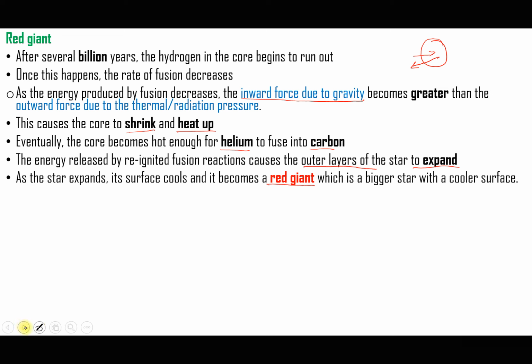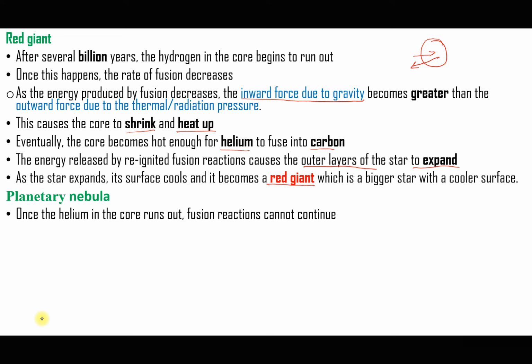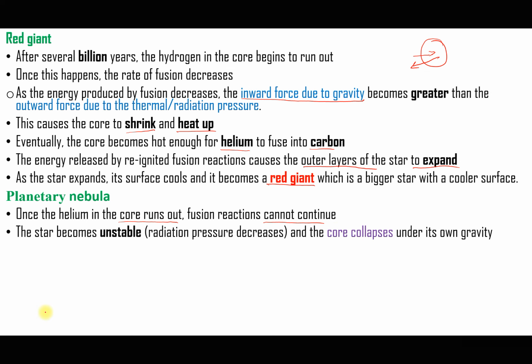Then after the red giant, remember it was already running out of fuel, we have what we call the planetary nebula. Once all the helium in the core also runs out, remember we started with hydrogen fusing to form helium, and when the hydrogen got used up, the helium fused to form carbon. Once the helium in the core also runs out, fusion reactions cannot continue. They have to stop. So here the star becomes unstable again, which means the radiation pressure decreases.